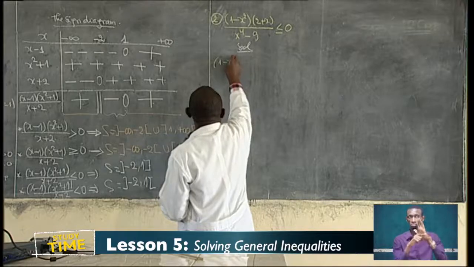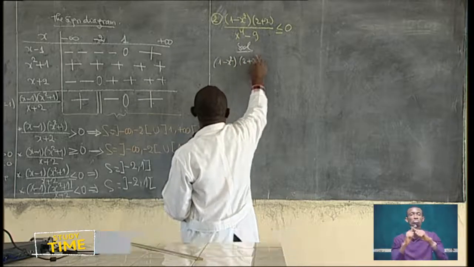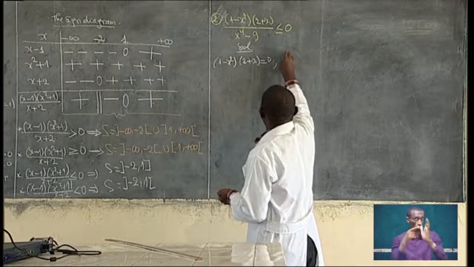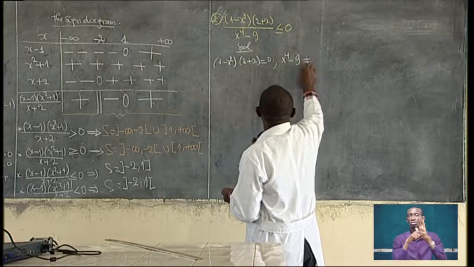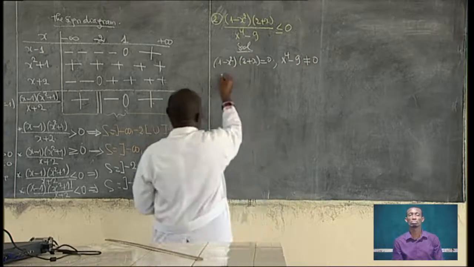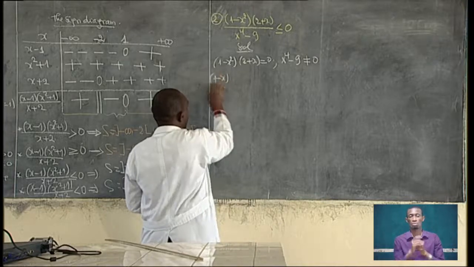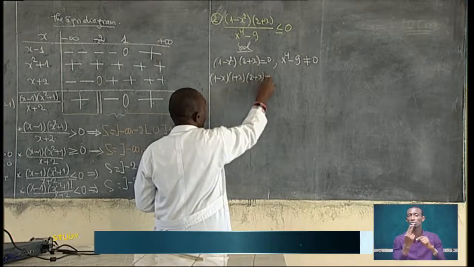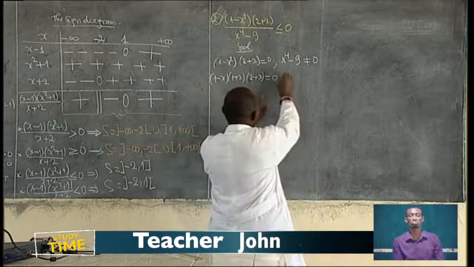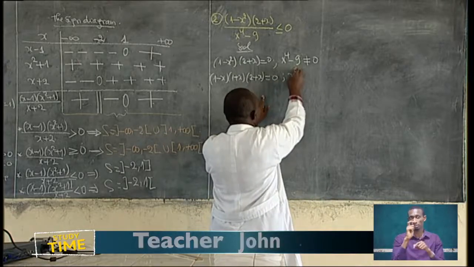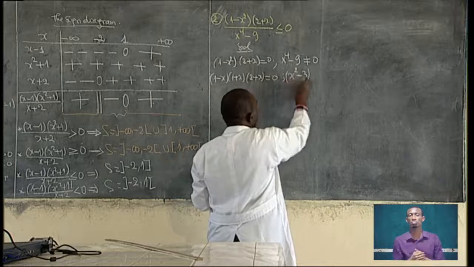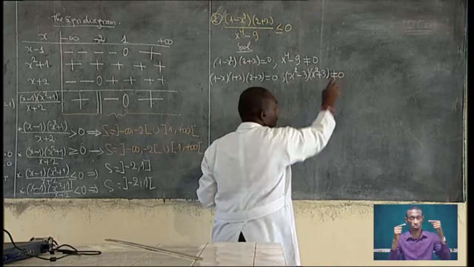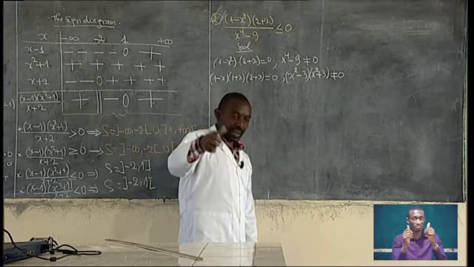Means that I have (1 minus x squared) times (2 plus x) equals 0, provided that x power 4 minus 9 is different from 0. This can be written like (1 minus x) times (1 plus x) times (2 plus x) equals 0. And x power 4 minus 9 can be written like (x power 2 minus 3) times (x power 2 plus 3), which is different from 0. Are we together?